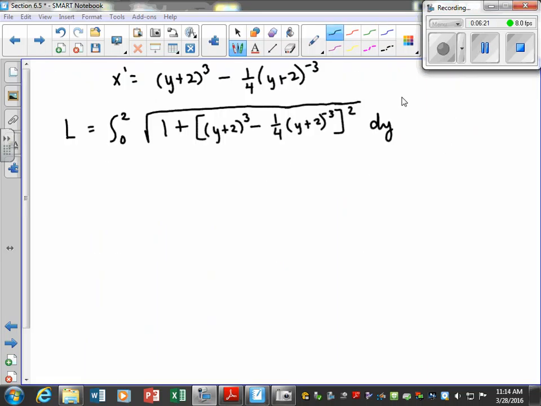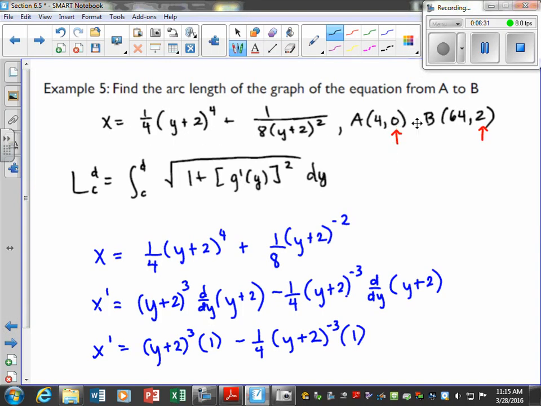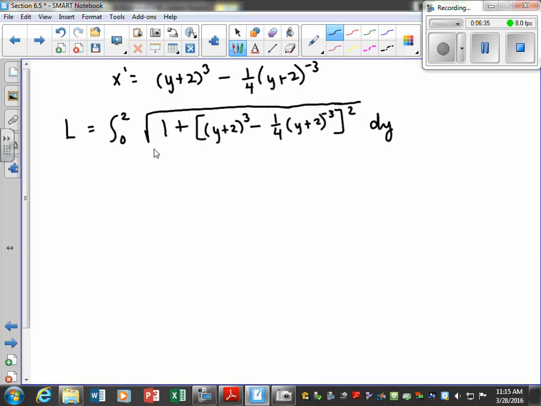Okay, so putting my x prime from the last page over here, substituting it in, remember we're using the y values, so 0 and 2, so be real careful with your intervals. 0 to 2, 1 plus, and then our x prime squared here. Okay, let's go ahead and simplify this portion right here algebraically.